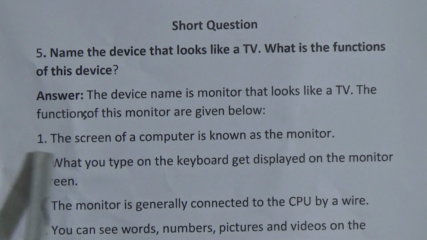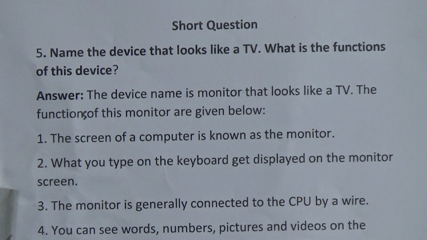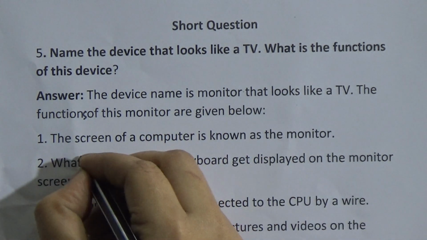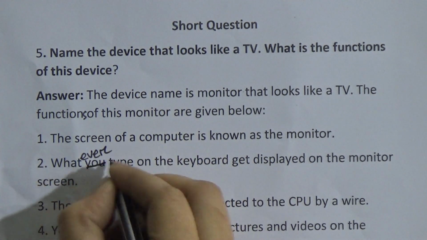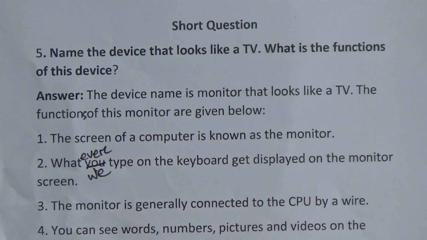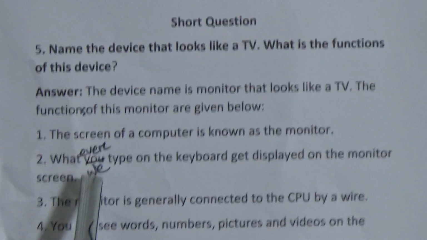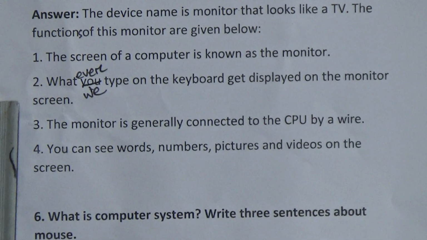Number 1, the screen of a computer is known as the monitor. Number 2, whatever we type on the keyboard gets displayed on the monitor screen. Whatever you type, then you write we here. Okay, whatever we type on the keyboard gets displayed on the monitor screen.